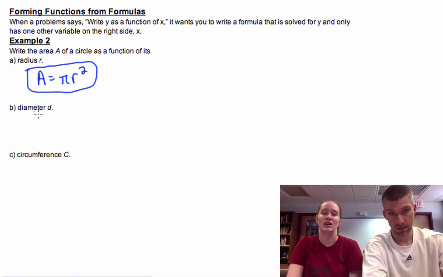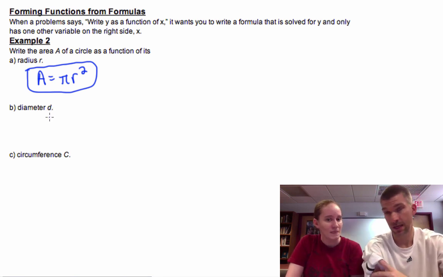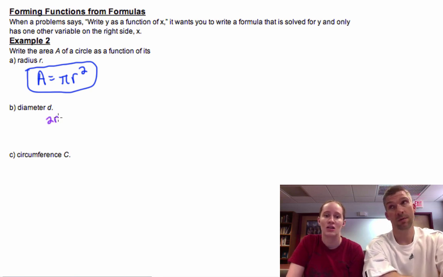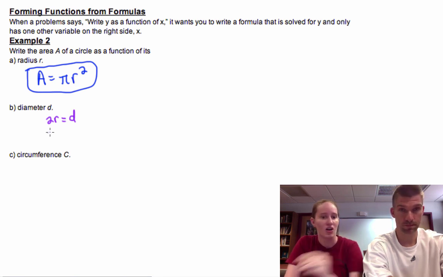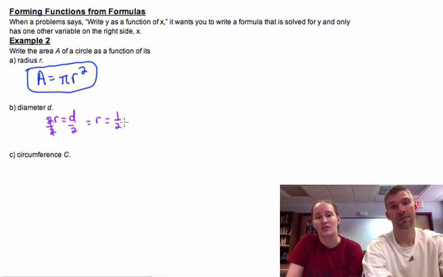Now, if we want to write the area of a circle as a function of its diameter, let's think about the connection that we have here. Can't we equate something with the radius and the diameter? Yes, we can. There are 2 radiuses for every 1 diameter. But in our formula here, we've got r, and so we want to plug in r. So we need to solve this. So look at that, r equals half a d.